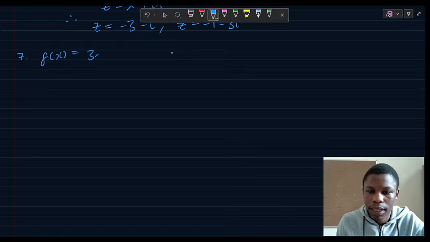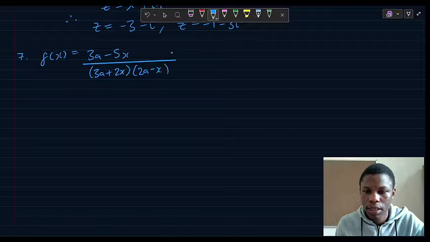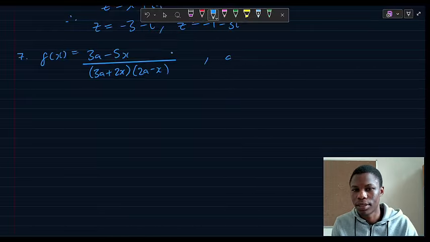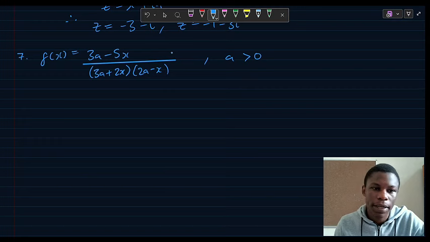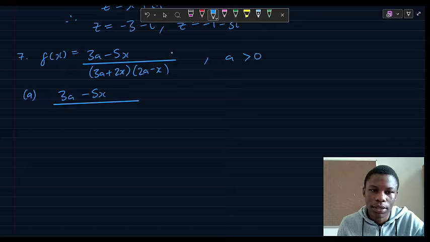Let's move on to question number 7. Let f of x equal (3a minus 5x) all over (3a plus 2x) times (2a minus x), where a is a positive constant. Part A says express f of x in partial fractions. So we've got 3a minus 5x, and this is over 3a plus 2x.